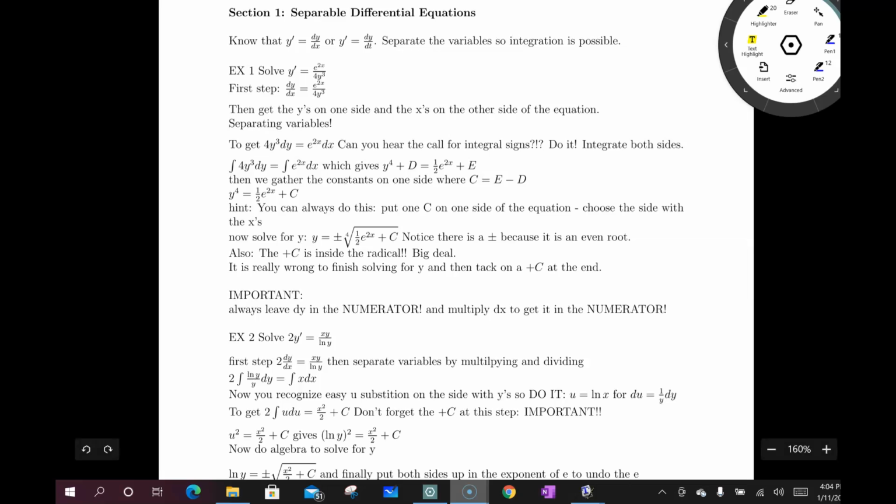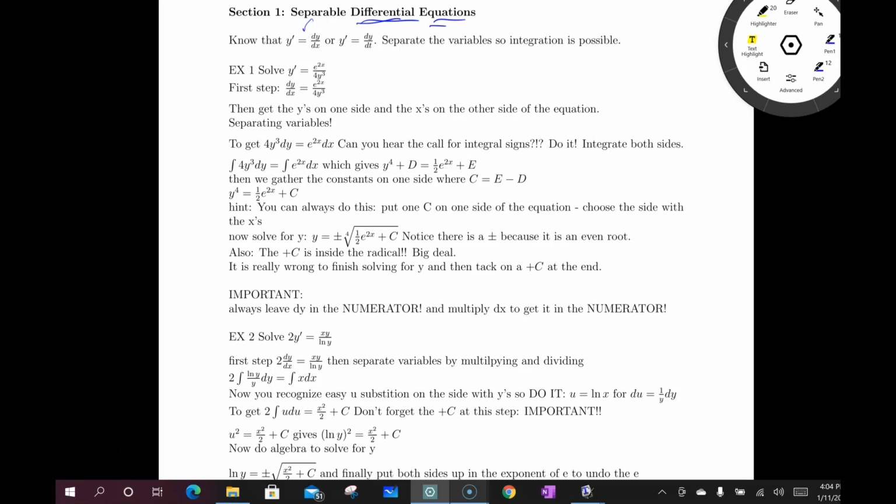We begin with separable differential equations. So a differential equation is an equation, has an equal sign, that has a derivative in it. And we're going to separate the variables. So let me explain what that means with this first example. So here I have y prime equal e to the 2x divided by 4y cubed.